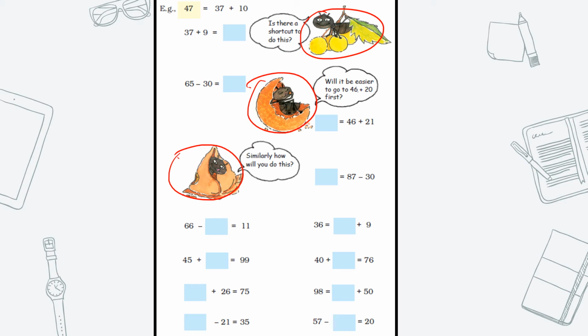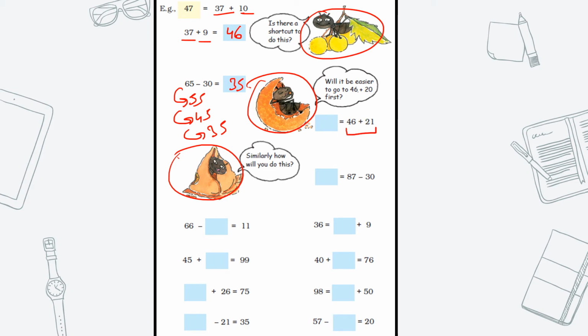All right. Now, for example, we are given 47. We have to split, right? 37 plus 10 gives us 47. Here, 37 plus 9, we're going to do the exact same thing. 37 plus 10 is 47, minus 1 is 46. Okay. Here, 63 minus 30. 63 minus 10, 53. Minus 10, 43. Minus 10, 33. Clear?